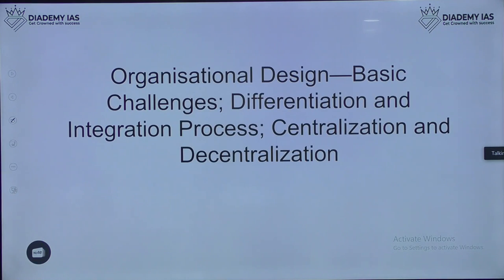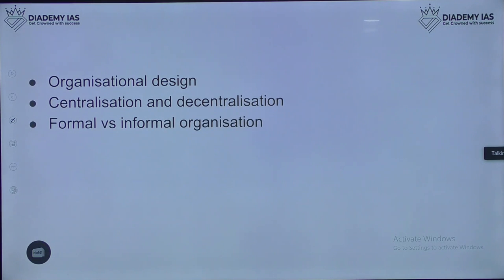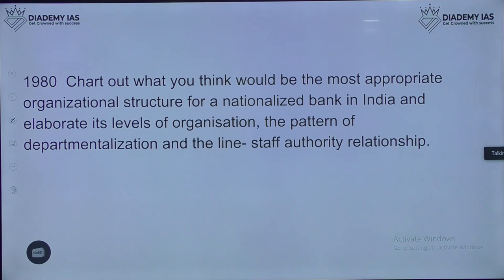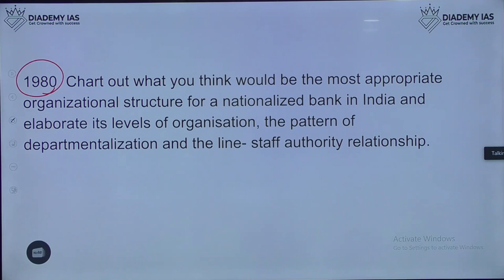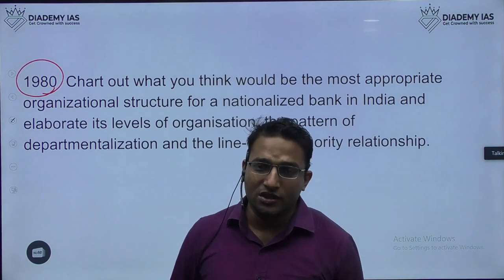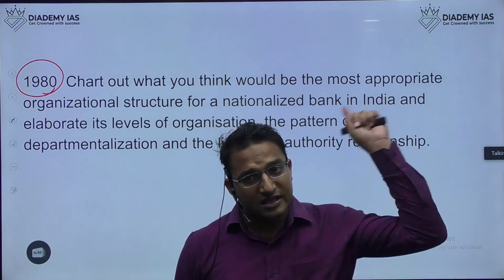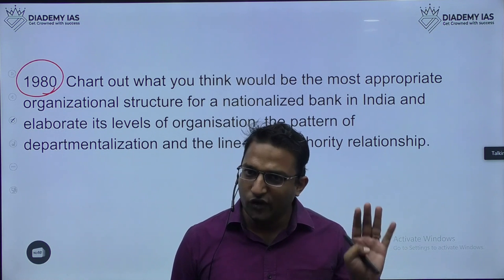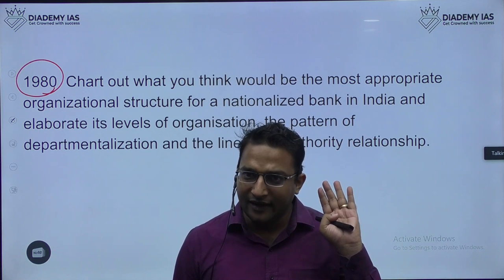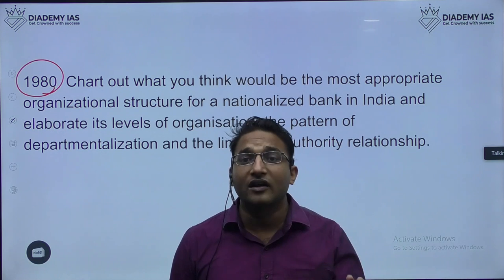Next is organizational design. Here they're asking about organizational design, centralization, decentralization, formal, informal, and other aspects. Now, see the question. This is an application-based question of 1980. In 1980 also, they were asking application-based questions. It is not that they're asking application-based questions only very recently. They're asking since inception. But don't worry about this. If you remember the concept and can really understand it in a very good manner, it will help you.